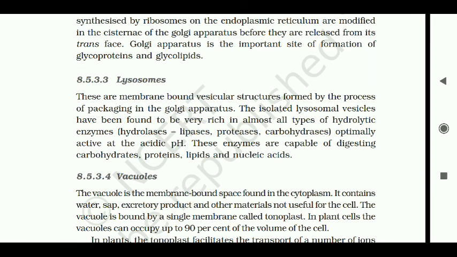8.5.3.3 Lysosomes. These are membrane-bound vesicular structures formed by the process of packaging in the Golgi apparatus. The isolated lysosomal vesicles have been found to be very rich in almost all types of hydrolytic enzymes: hydrolases, lipases, proteases, carbohydrases, optimally active at the acidic pH. These enzymes are capable of digesting carbohydrates, proteins, lipids, and nucleic acids.